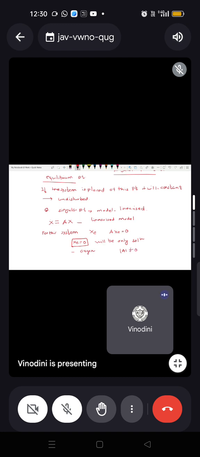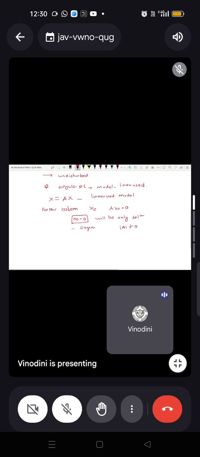Provided the determinant of A is not 0. So when Xe is equal to 0, that is the equilibrium point we get, and it becomes the origin. So the origin can be an equilibrium point where the system remains undisturbed, or it becomes stable.